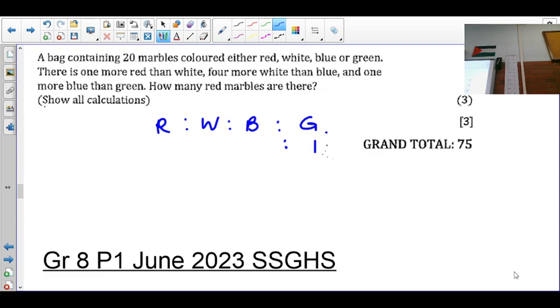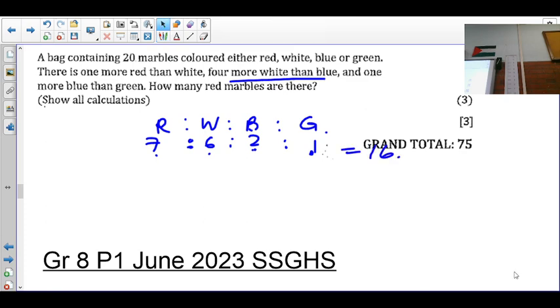There is 1 more blue than green. So how many blue is there? 2. Okay. And then 4 more white than blue. So how many white are there? Alright, so it's 6. And there's 1 more red than white, 7. Not so? If I add this together, I'm going to get 7 plus 4 plus 6 is 13, 14, 15, 16. So that gives me a total of 16.